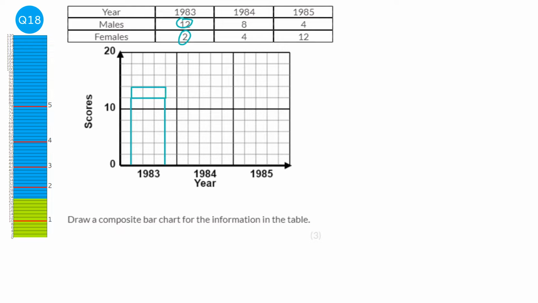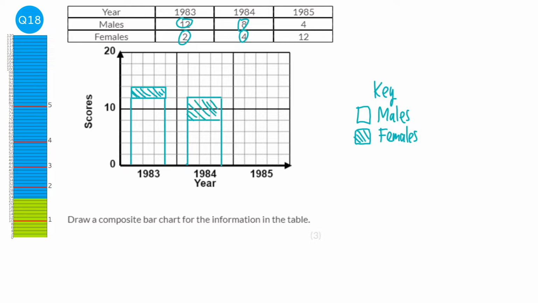And we need a way of showing male or female. So what I'm going to do is just shade the female there, and I'm going to just draw a key. I'm going to say if it's not shaded, it's males. And if it is shaded, it's females. Okay, next we're going to do the 8 and the 4. So what you can do is just do the whole thing, then split it afterwards. So it would be like that.